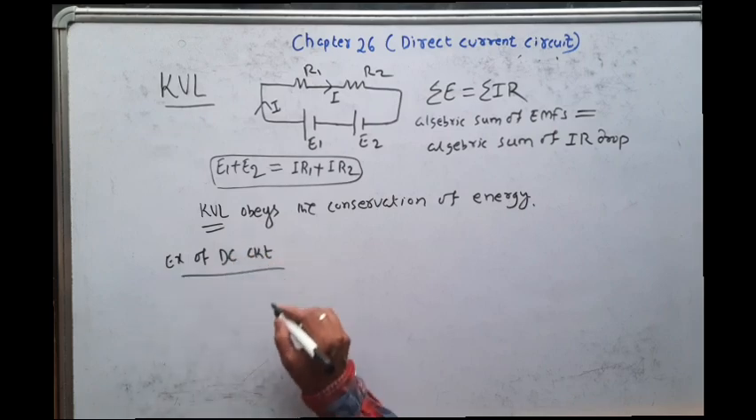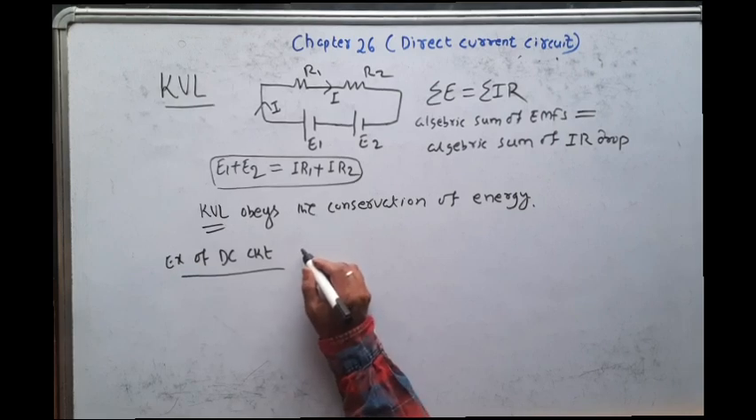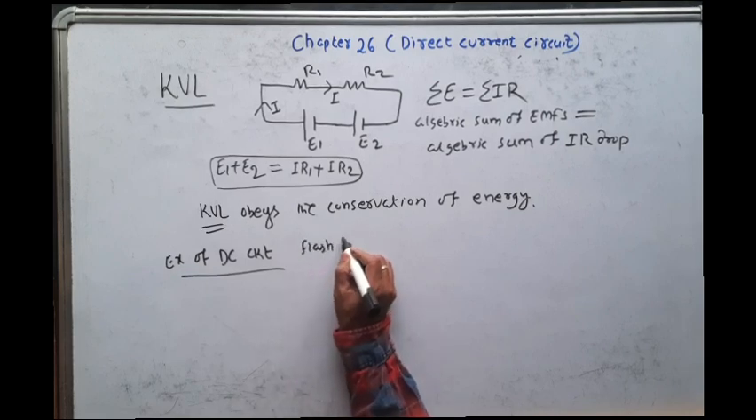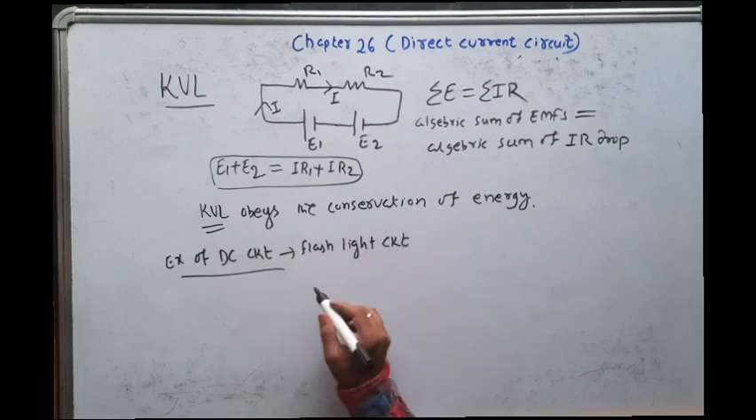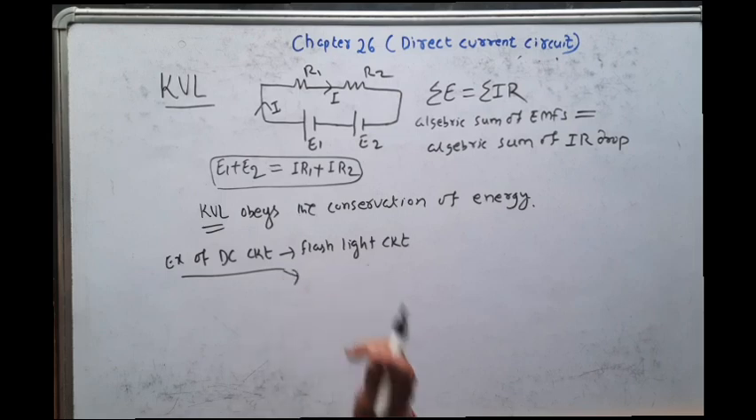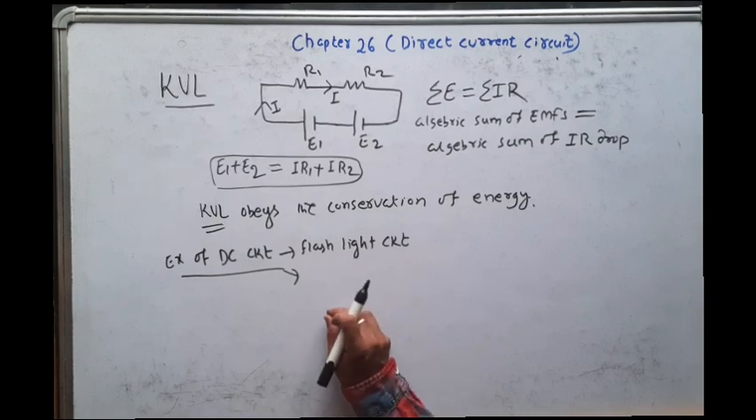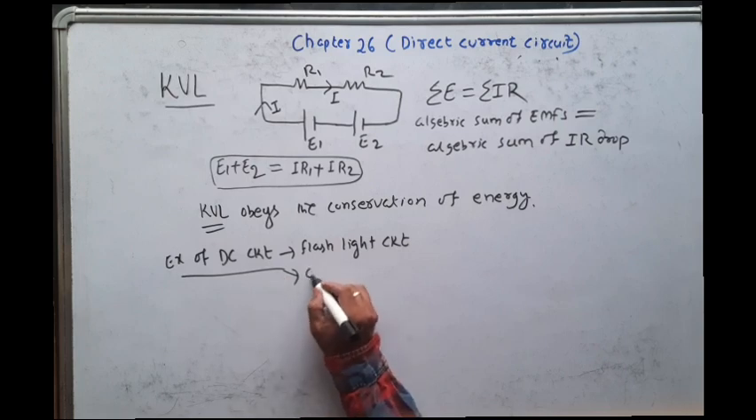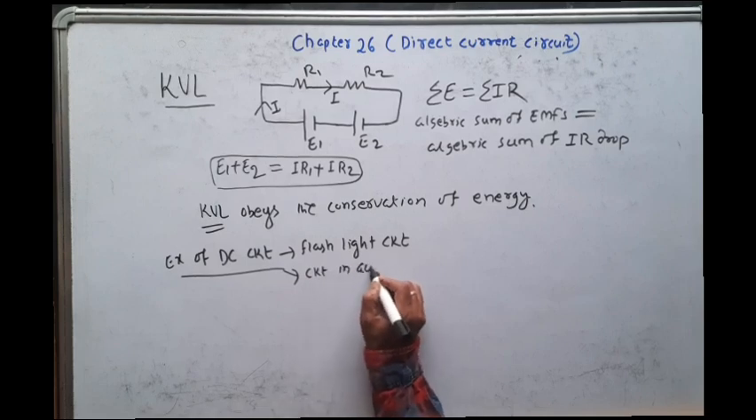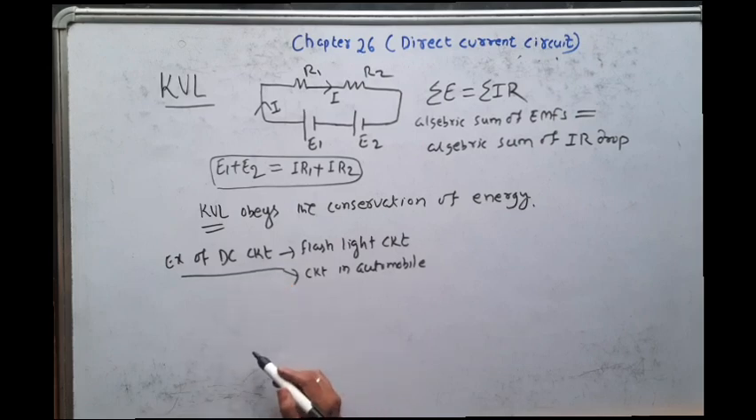Example of DC circuit. You have marked in your mobile there is a flashlight. That flashlight circuit is an example of DC circuit. And you have marked in your bike or scooter or in a car, there is a various wiring system. There is an indicator circuit, there is a brake circuit, there is a headlight circuit. All the circuits in an automobile are examples of DC circuit.